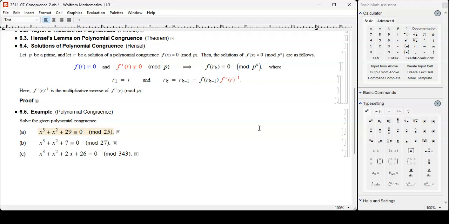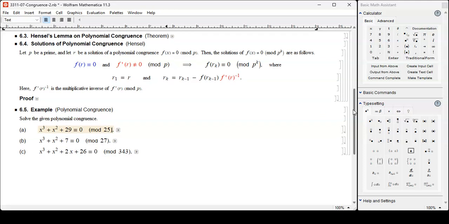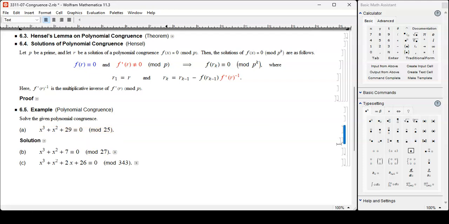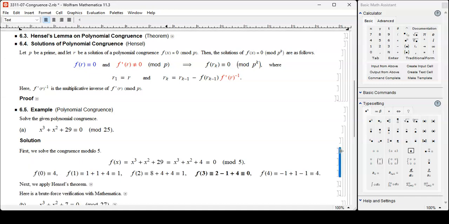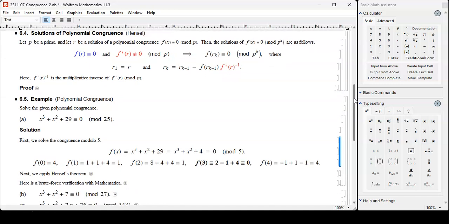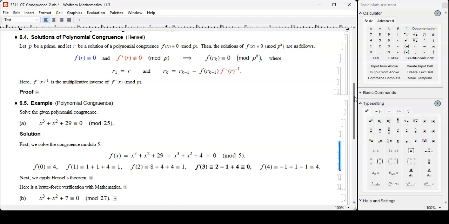Okay, all right. Let's work it out similarly to the motivating example. First reduction, mod 25 down to mod 5. For mod 5, well, you can use just brute force computation, right?